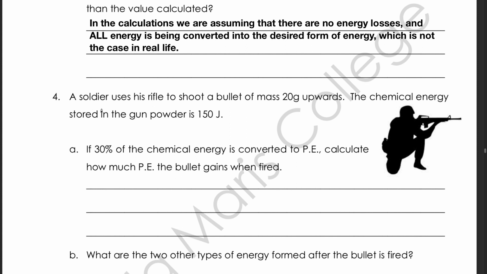Question 4. A soldier uses his rifle to shoot a bullet of mass 20 grams upwards.